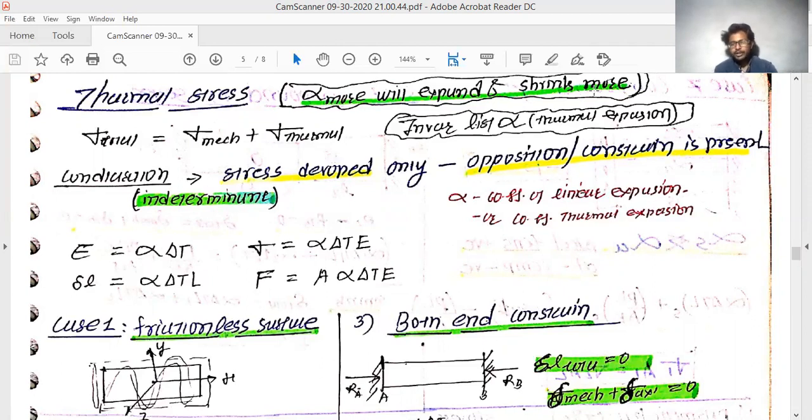So we are going to go in depth into thermal stresses: how they behave, what the conditions are, what the significance is, how the different cross sections behave, and how much strain and how much stress is produced due to this thermal behavior. We are going to see it in detail in the coming sections.